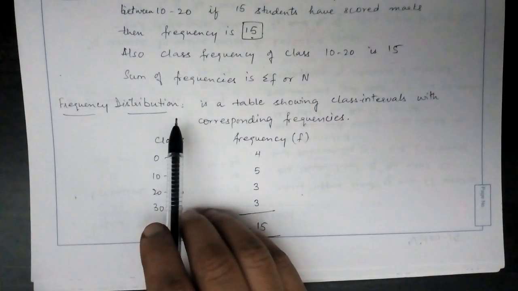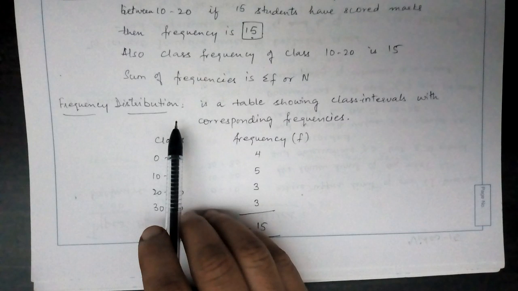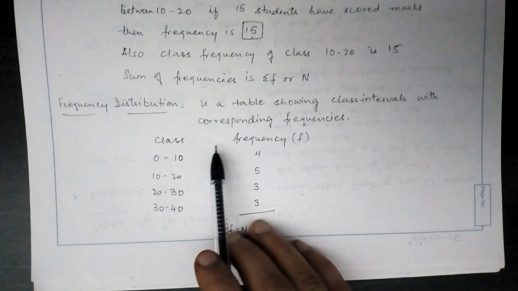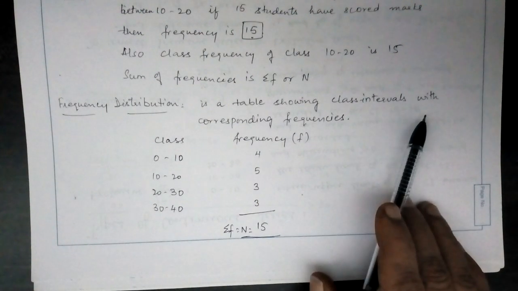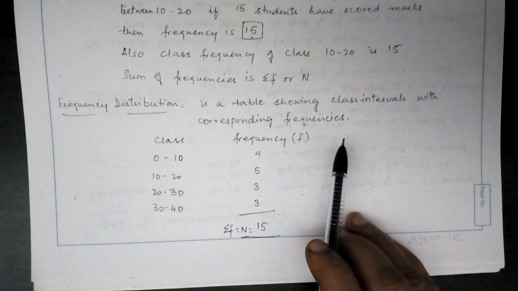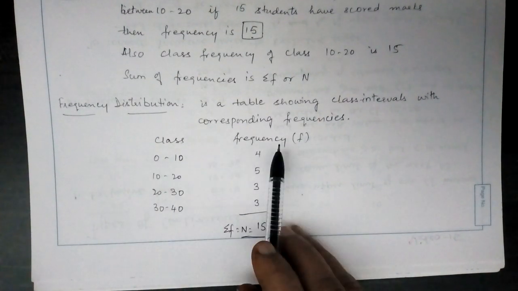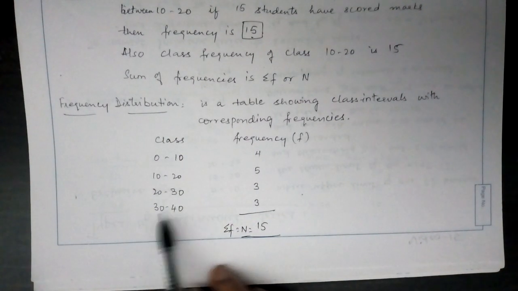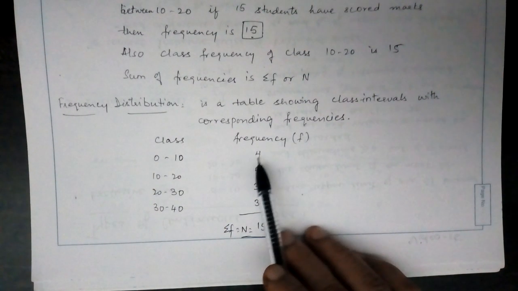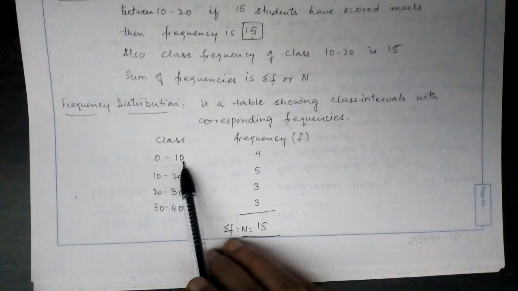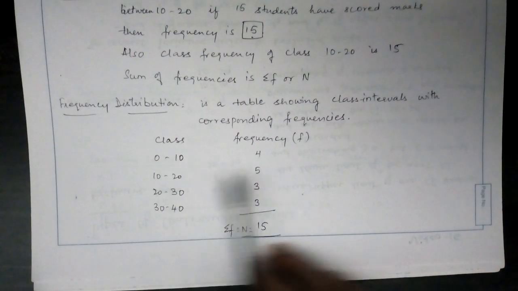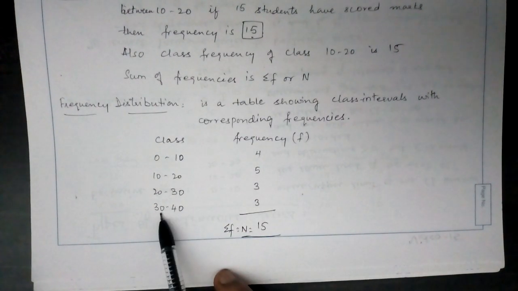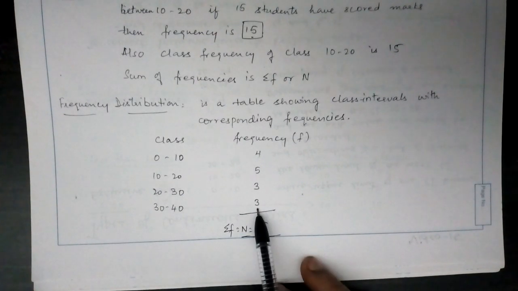Then we have frequency distribution. We have come across this also in the previous video where we said frequency distribution is a tabular representation. So it's a table that shows class intervals with corresponding frequencies. So let's have a table of class and frequency. We have class intervals 0 to 10, 10 to 20, 20 to 30, 30 to 40, and frequencies, how many times the values are occurring. Between 0 to 10, the values occur 4 times. Between 10 to 20, the values are occurring 5 times. Between 20 to 30, the values are 3 times. And the values between 30 to 40, they occur 3 times.